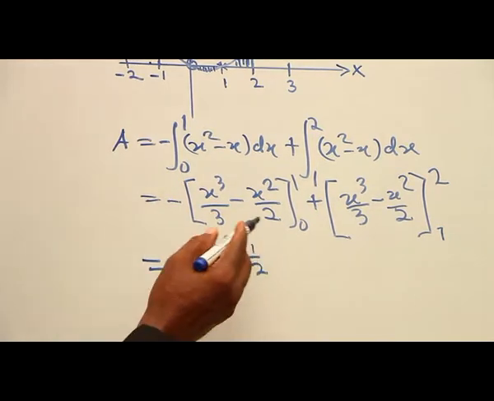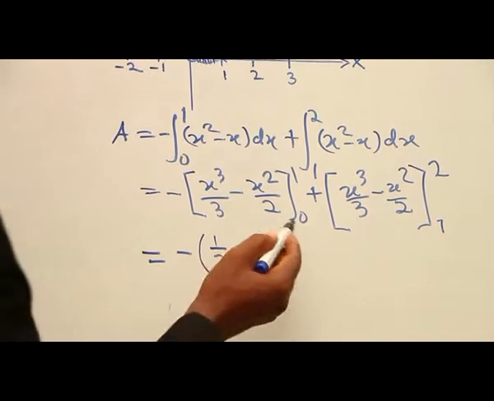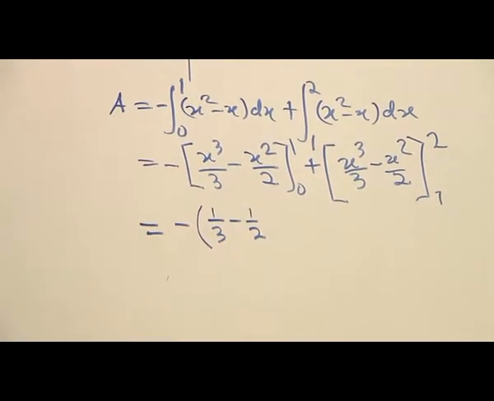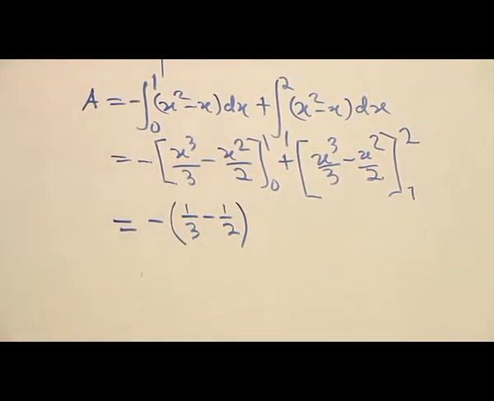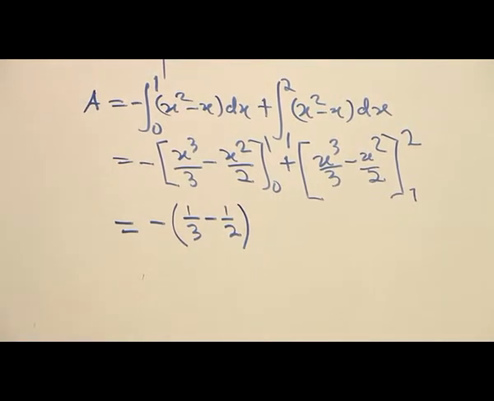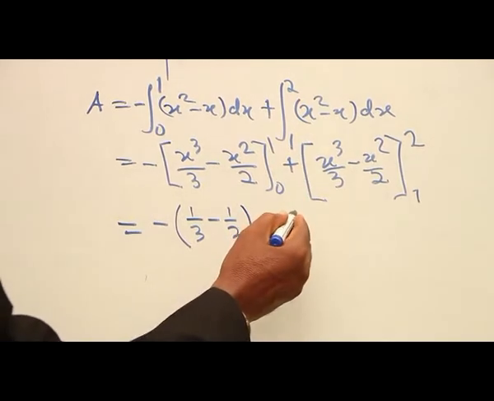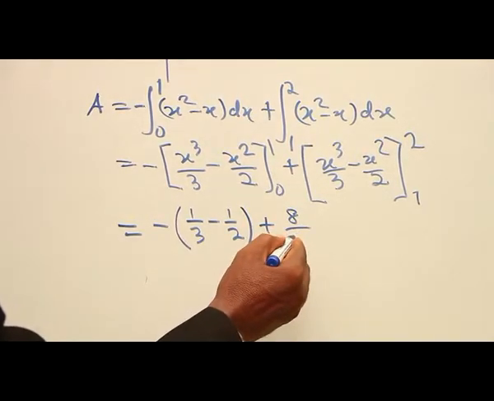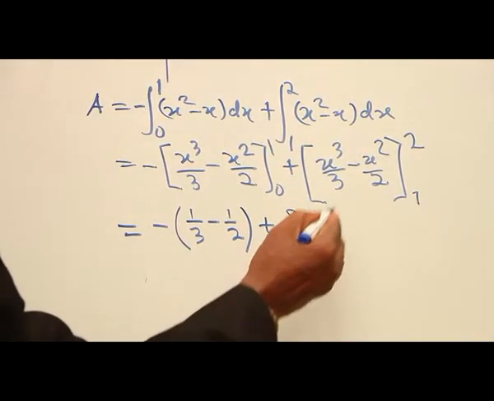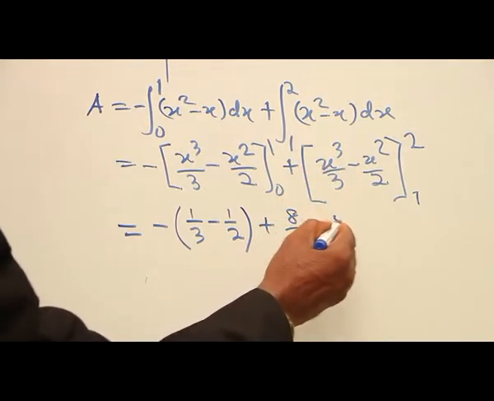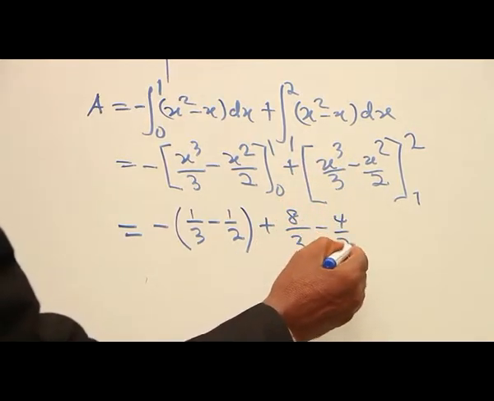So this is what we have in this case. And of course, when you substitute 0, everything there will be 0, so we don't need that again. We'll close that bracket. Let's see what happens next. Now this is plus 2 raised to the power 3 is 8 all over 3, minus 2 raised to the power 2 is 4 all over 2.